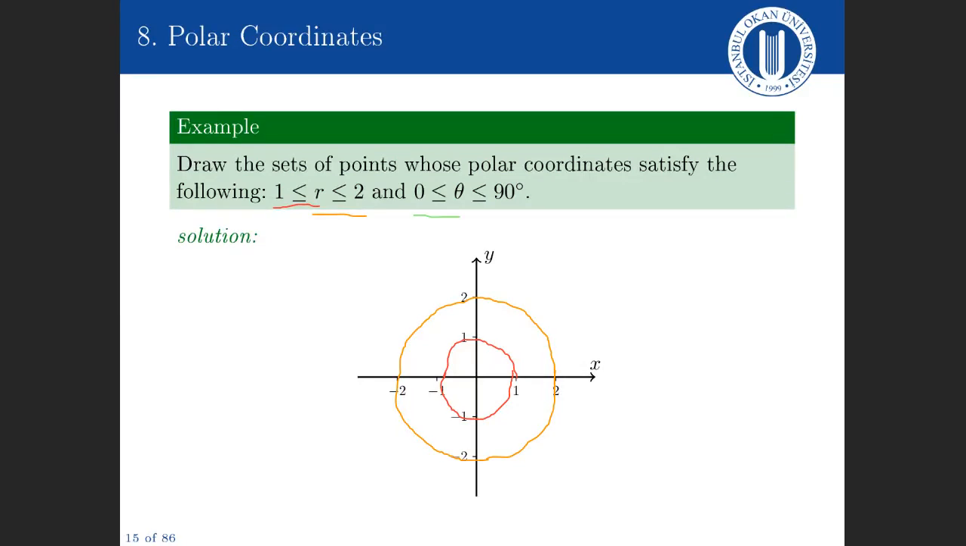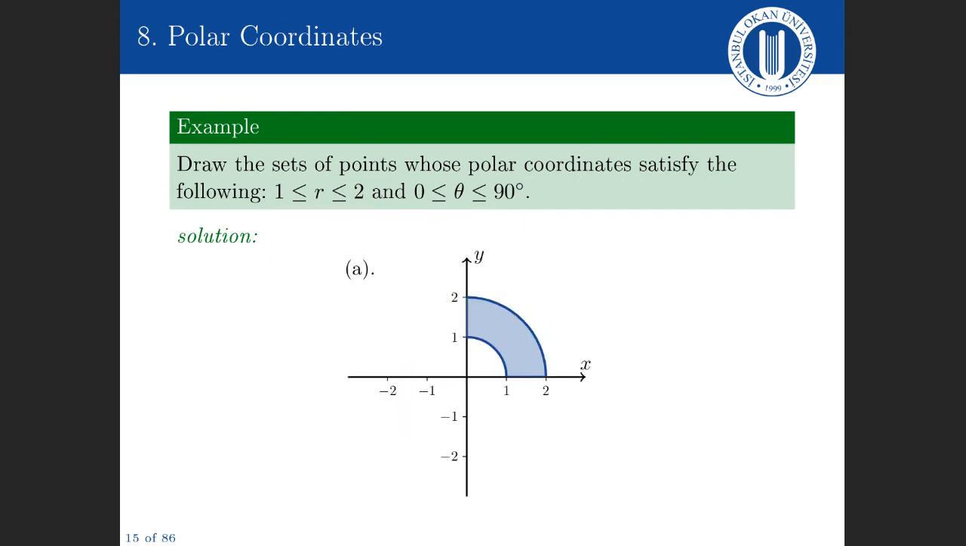Next, I come to theta equal to 0. That's here. And then finally, theta equal to 90 degrees. Start on the x-axis, rotate anti-clockwise by 90 degrees, we get this part. We want the region of points which is between the red, orange, green, and blue lines. So we want this region.